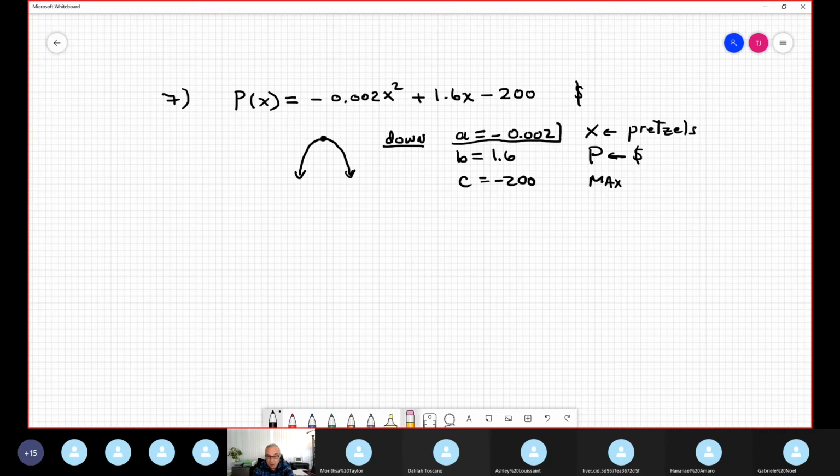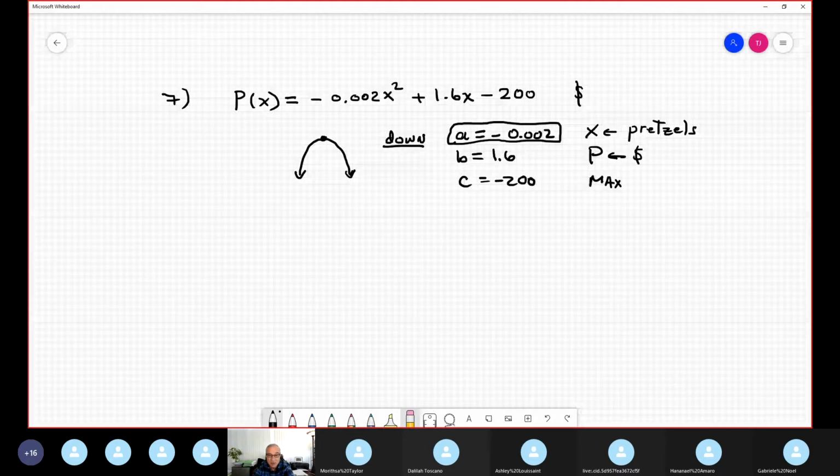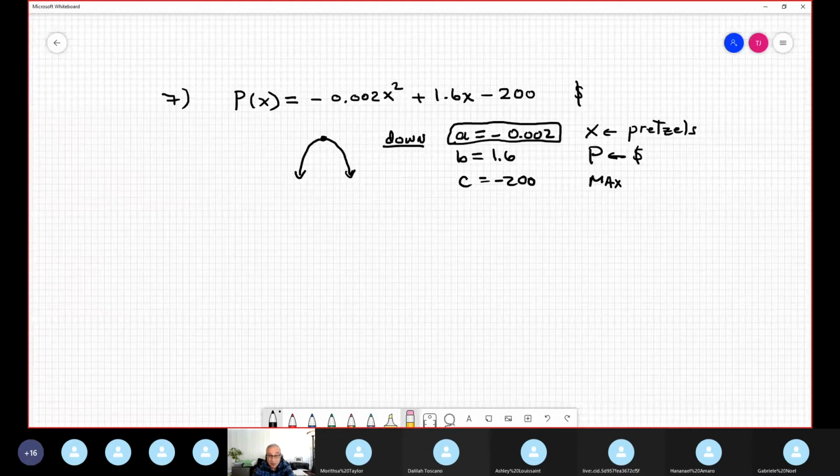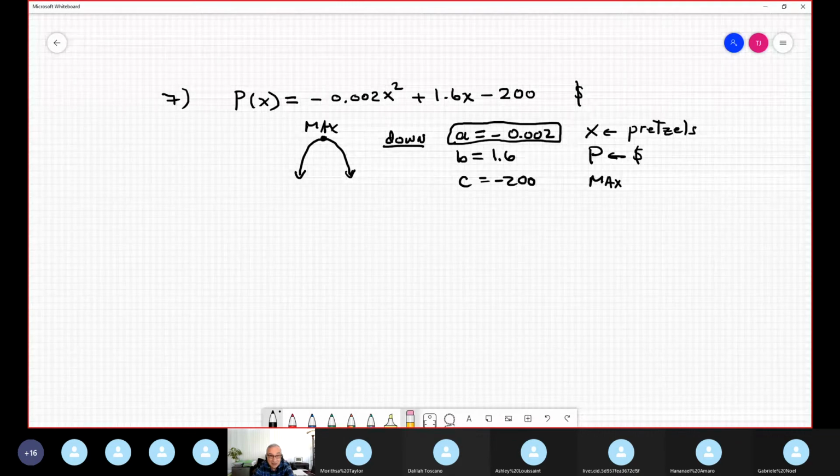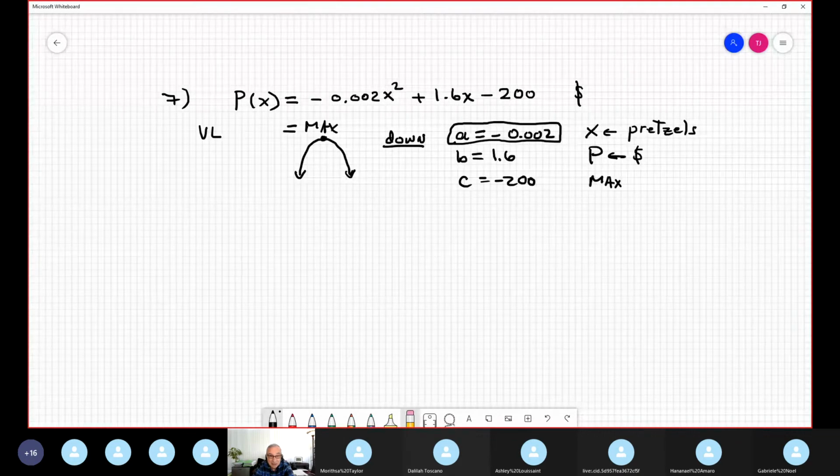A is the important parameter that controls the direction the parabola opens. See, the parabola opens down, we have a maximum here, exactly coincident with the vertex.